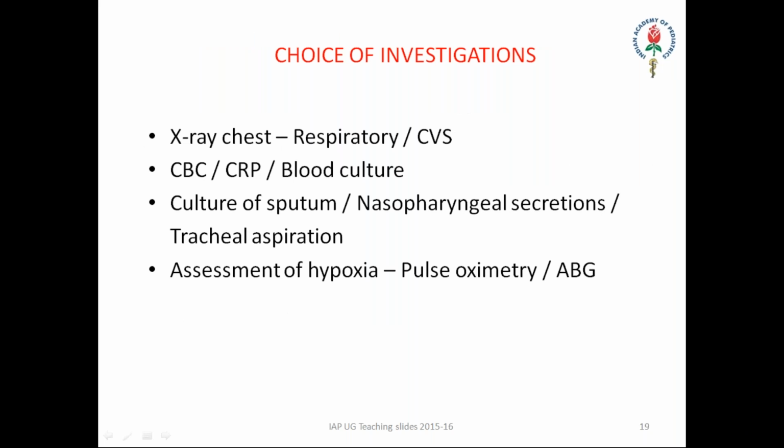Choice of investigations: you want to take a chest X-ray first to rule out whether it is a respiratory or a CVS cause. Take a CBP to rule out any infections. Take a CRP to rule out infection. Blood culture, culture of the sputum, nasopharyngeal secretions, and/or tracheal aspiration. Assessment of hypoxia, pulse oximetry, or by ABG. You can take both of them.